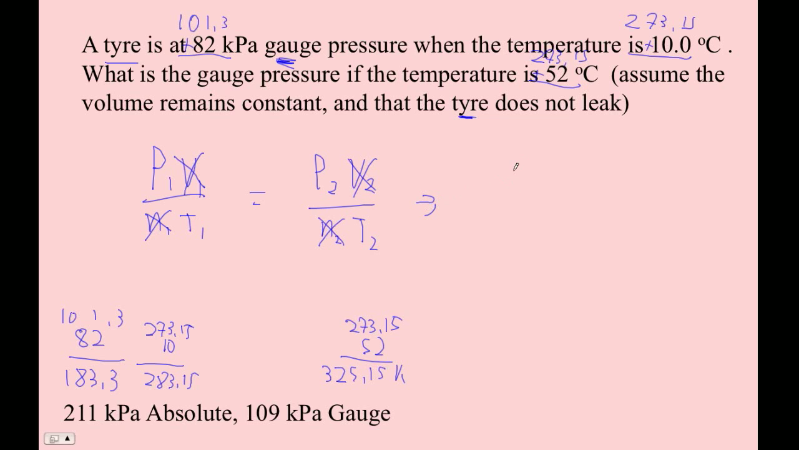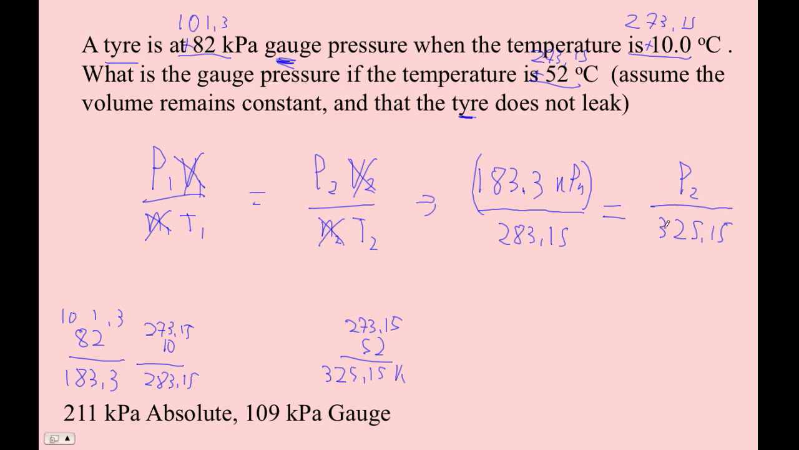So the actual absolute pressure is 183.3 kilopascals divided by 283.15, which is equal to the second pressure divided by 325.15. So this is just a direct proportion. If the temperature increases, the absolute pressure increases by the same factor, right?